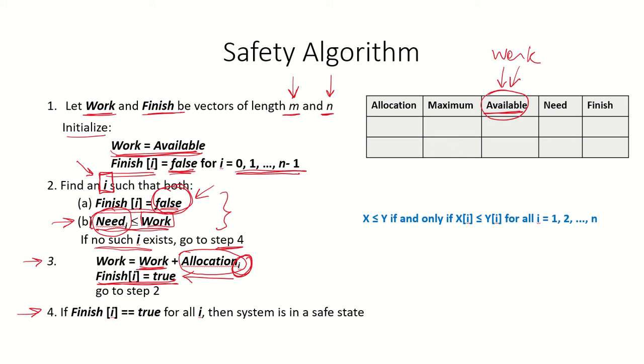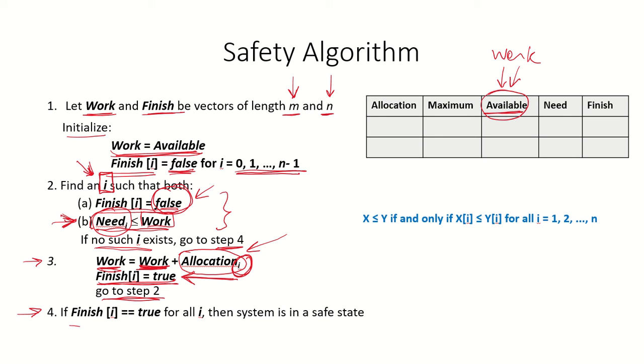So they will be added to the work vector which is showing the available resources. Whatever allocation was there for this particular process i, we will add that back to the available resources, which is represented by work, and finish[i] will be equal to true, showing that that process has finished. And then we will go back to step 2 and find another i, that means another process which is yet to complete and its need is less than work.